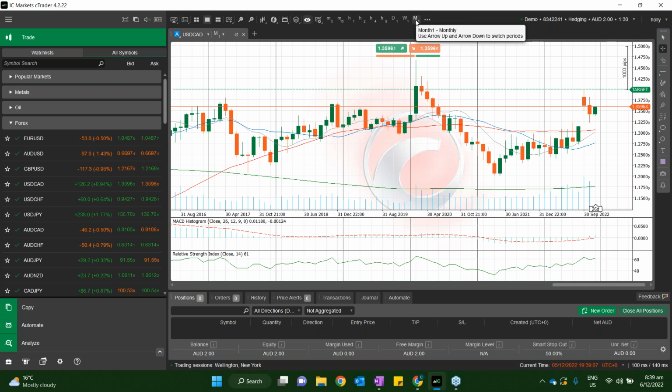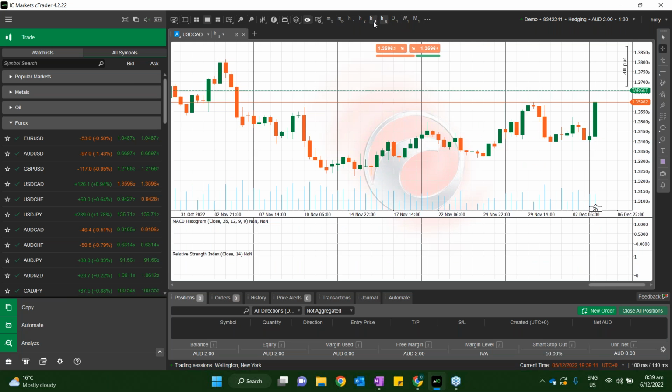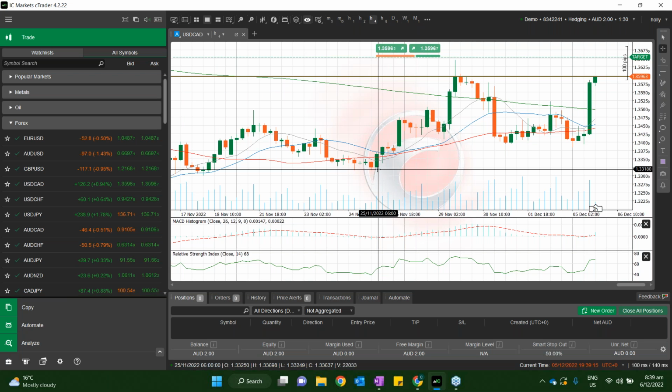Now, you can see that on the monthly, you can see it on the weekly, daily, 8 hour, 4 hour. Now, just be aware that each candle on the 4 hour chart, you only get one candle every 4 hours. So you have time to assess that.